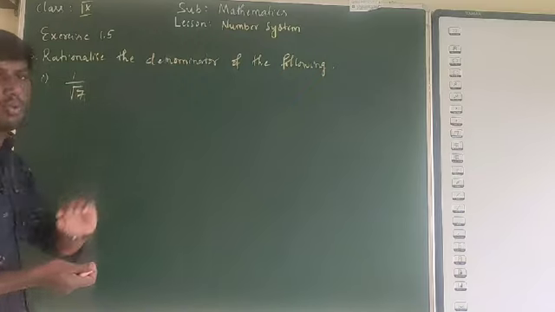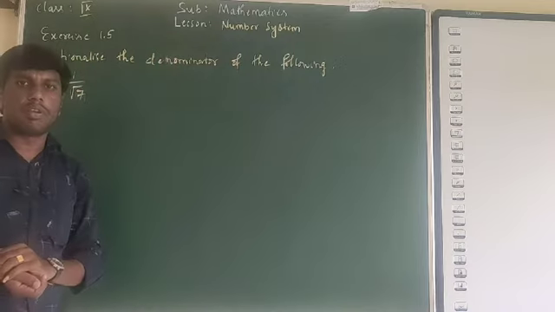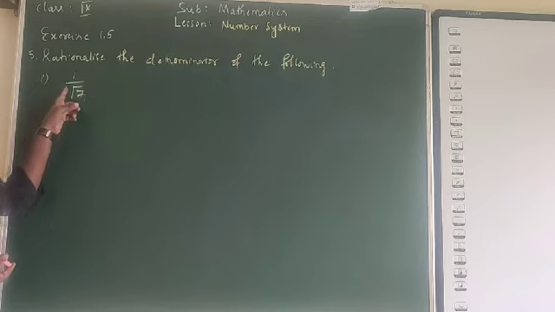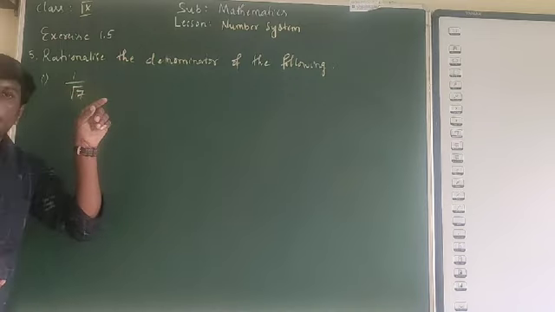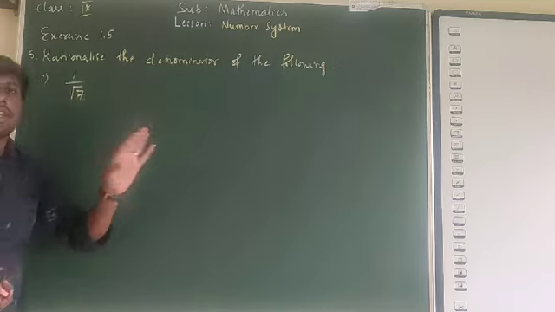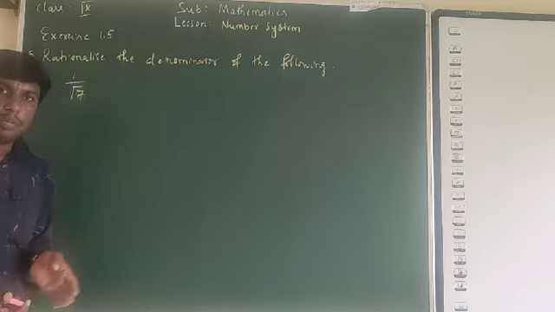So what do we need to do in this question? We need to rationalize the denominator. What is the denominator here? Root 7. The numerator is 1 and the denominator is root 7, which is an irrational number. We need to bring it to a rational number.